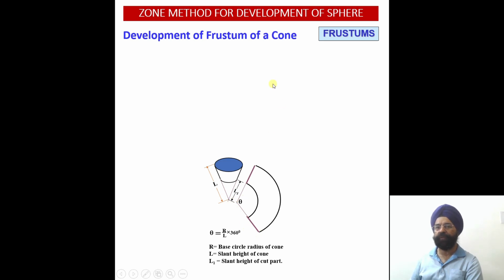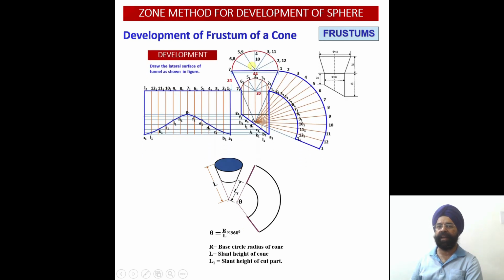So we had used this frustum of the cone development in another example. This case we discussed in our previous lectures. Here we had a funnel arrangement. So in the funnel, this was the total cone. We extended this funnel to make it look like a cone, right? So same thing we are going to do in the zone method.